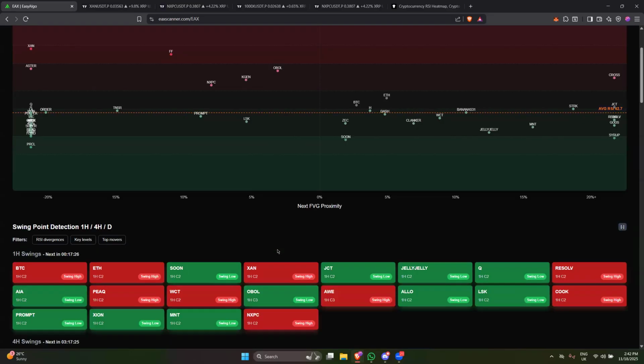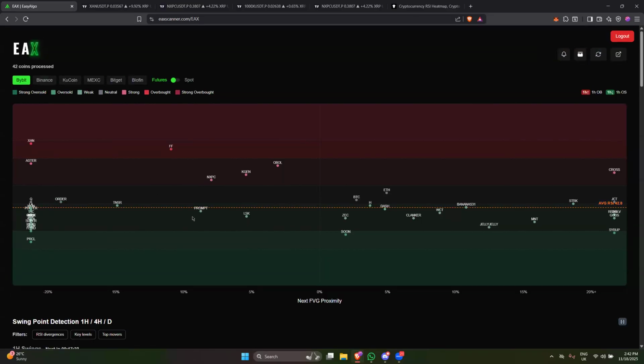How this works: based on the top 42 coins, it displays them on this chart where you've got overbought, oversold, pretty much like your RSI heat map. The difference between this and the normal heat map is it pulls through all the criteria we use as Easy Algo tools. So you're looking for the sweeps with the bias, which is SMCX. You're looking at pivots, which is TrendX.